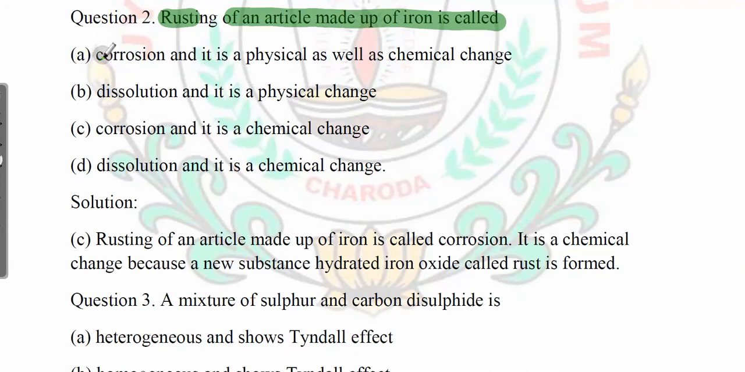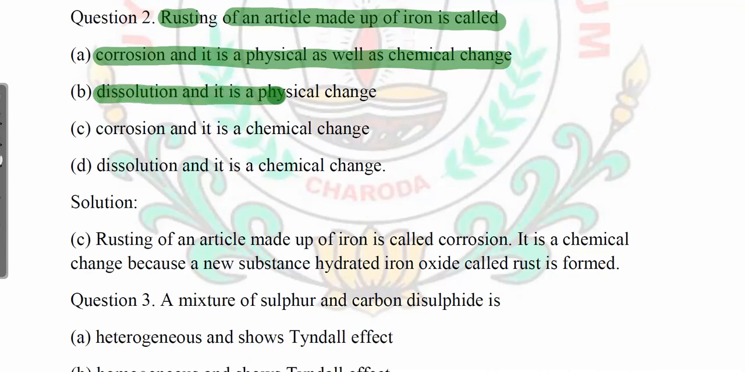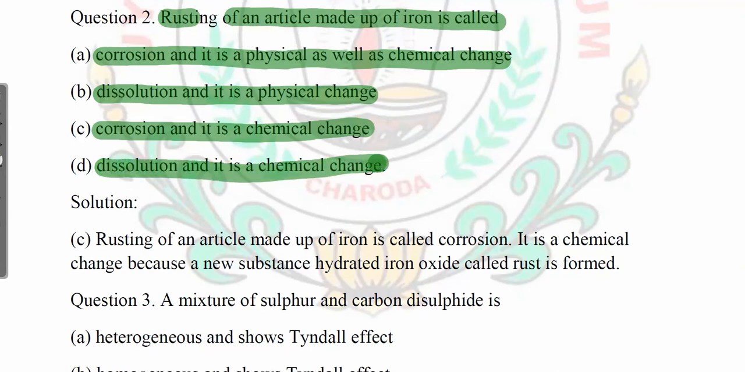Option A states corrosion, and it is a physical as well as chemical change. Option B states dissolution, and it is a physical change. The third states corrosion, and it is a chemical change. The last states dissolution, and it is a chemical change.